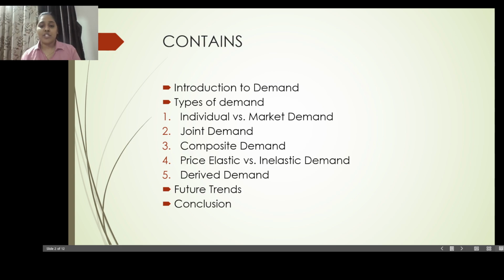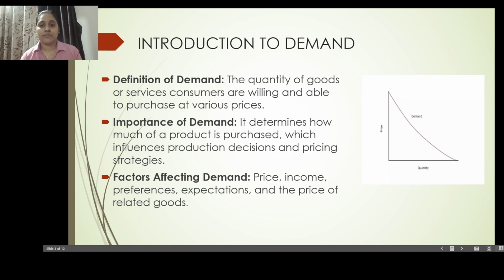Let's start with the first topic, introduction to demand. Before we discuss the different types of demand, let's first understand what demand is and why it is important. Demand refers to how much of a product people are willing to buy at different prices. Demand helps businesses decide how much to produce and what price to sell. Factors affecting demand include price, income, preference, expectation, and the price of related goods.